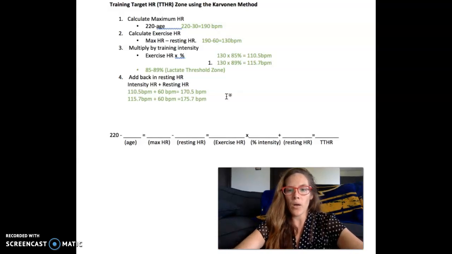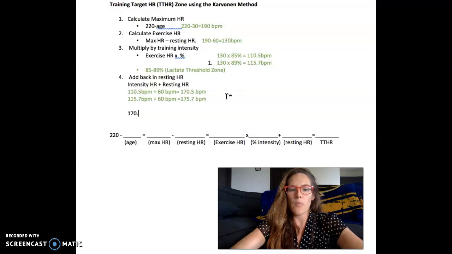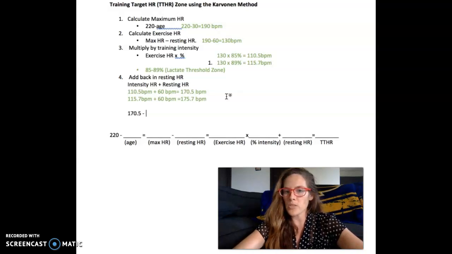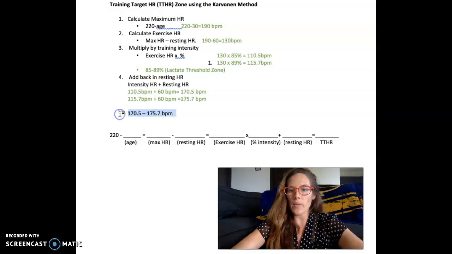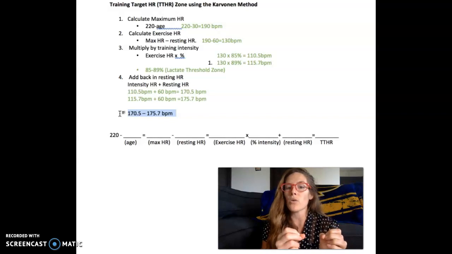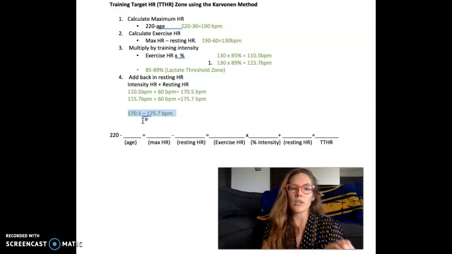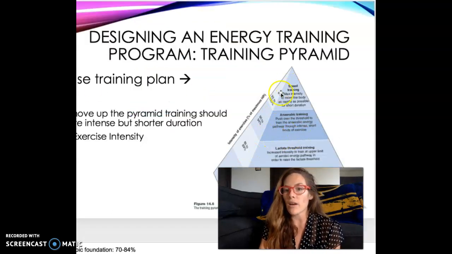Okay, so now we know that if I want to work on my lactate threshold, then I need to be at 170.5 all the way up to 175.7 beats per minute. So when I'm exercising, I can measure it and see, am I in the right zone? Am I really working on my lactate threshold? And if my heart rate isn't between 170.5 and 175.7, that means I am not training my lactate threshold. That means I'm in a different level of this pyramid.